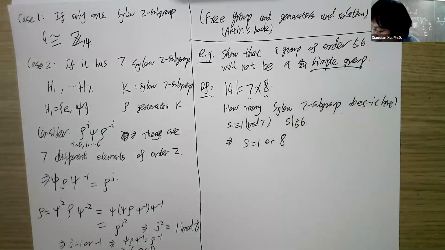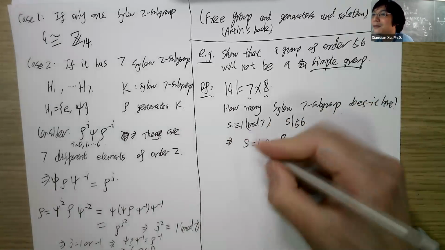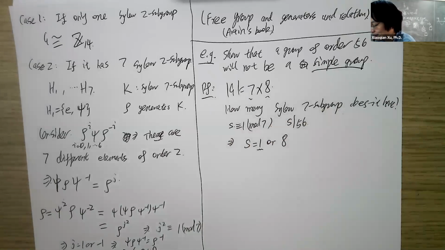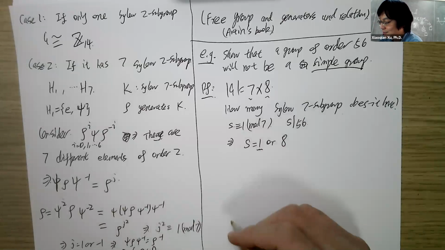Now if S equals 1, then we are done, right? Because if you only have one Sylow 7 subgroup, then that means it itself is normal, right? No other conjugate could form a group other than itself. So we are done.